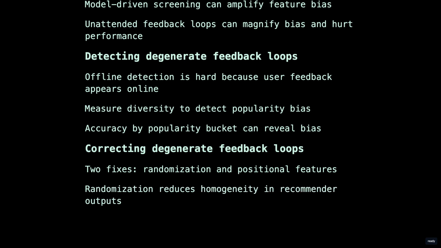Randomization gives less popular items a chance to earn feedback that is not dominated by their rank position. Systems like TikTok use this idea by giving new videos an initial pool of traffic, so their quality can be measured before wider distribution.